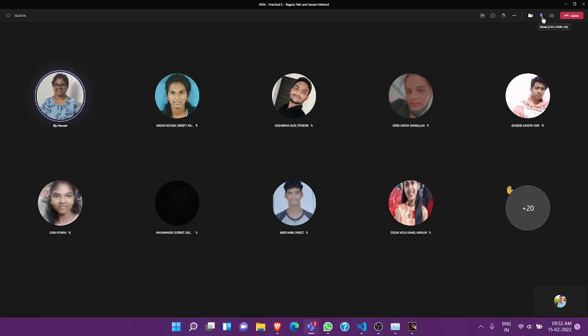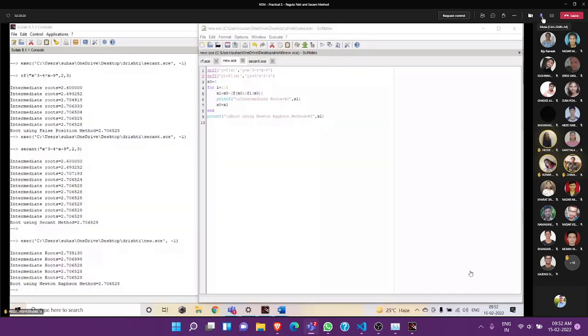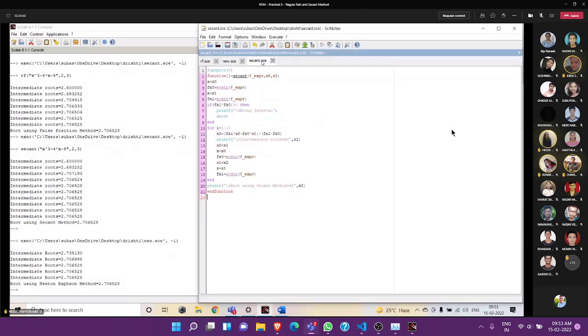Drishti Hegde, please share your screen. Yes, ma'am. Is it visible? x1 is equal to x0 minus, x0 is equal to x1. Okay, fine. Next code. This is secant. x0 is equal to x1, x1 is equal to x2. Okay, fine. Regula falsi. x is equal to xn, f(xn) less than 0, xl, f(xl), xu, f(xu). Okay, fine.